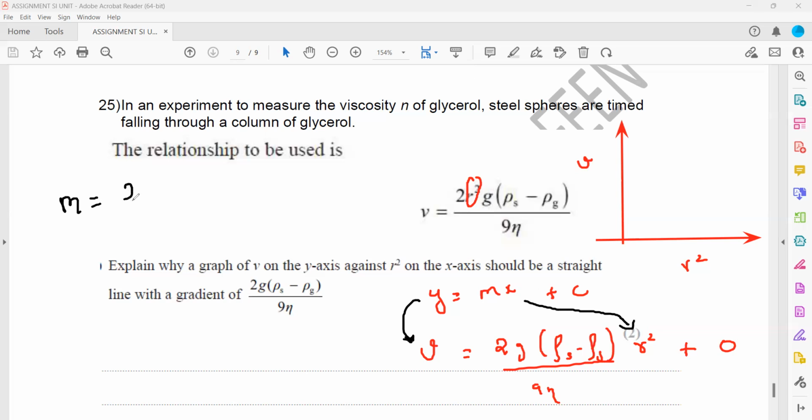So the gradient is equal to 2g, the difference in the densities, divided by 9 eta. How will this gradient be constant? 2 is constant; 2 does not change. The value of gravity also remains constant. The density of an object remains constant at a specific temperature. The viscosity also remains constant at a specific temperature. And 9 is also a constant. So all are constants. So it means the gradient will be constant. So if the gradient is constant, it will always be a straight line.